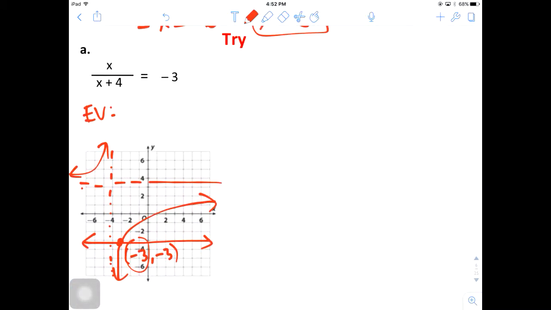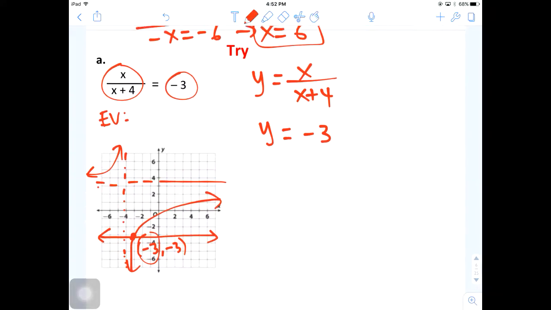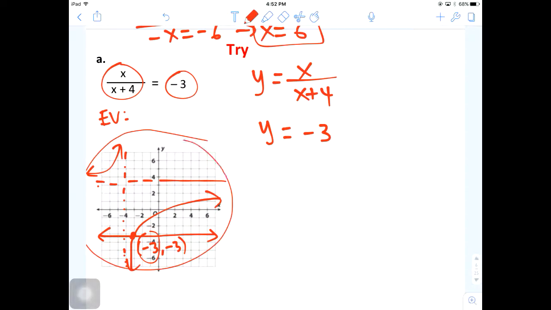So you guys are going to try this problem before you look at the answer. Again, you can either open up a new tab or clear your equations, and you're going to enter the left hand side as y1, y equals x over x plus 4, and then you're going to enter the second equation, y equals negative 3, and see what you get. So you should have something that looks like this right here, and you can go ahead and put your cursor over on the dot where they meet, and you should have (negative 3, negative 3).